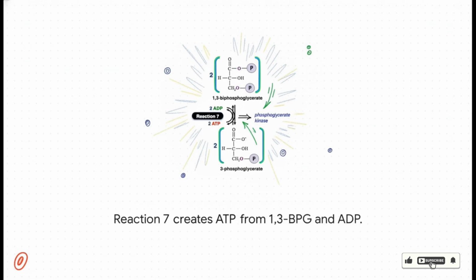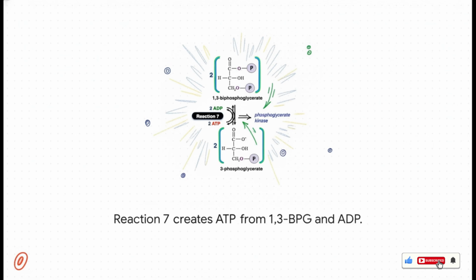In reaction 7, we take that high-energy 1,3-bisphosphoglycerate we just made and convert it into 3-phosphoglycerate. This reaction is catalyzed by the enzyme phosphoglycerate kinase. Now, don't let the name kinase confuse you. Usually, kinases add phosphates to things, but in this specific case, the enzyme takes a phosphate off of the 1,3-BPG and hands it directly to ADP to create ATP. Imagine your 3-carbon molecule with a phosphate on carbon 1 and carbon 3.